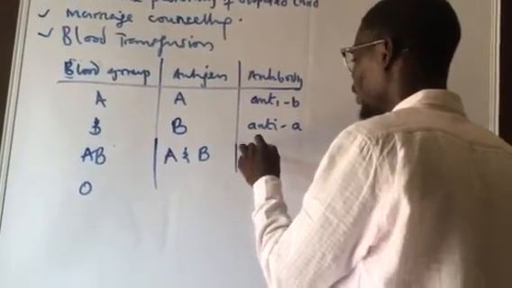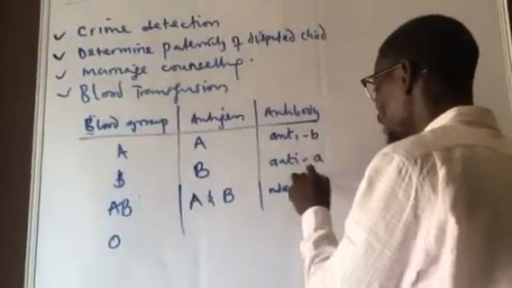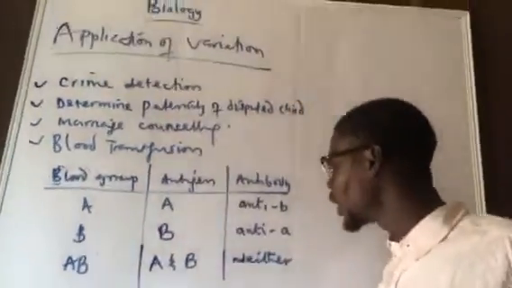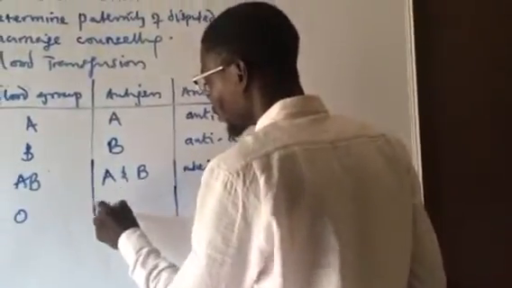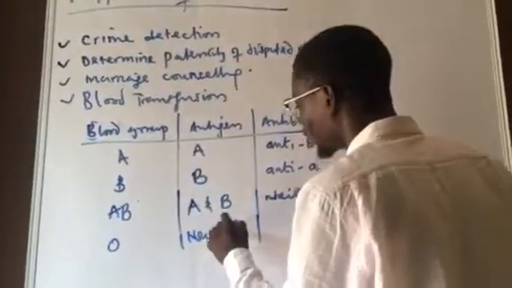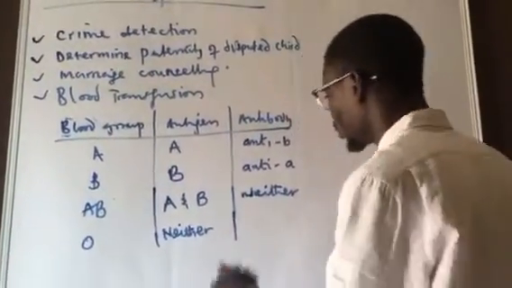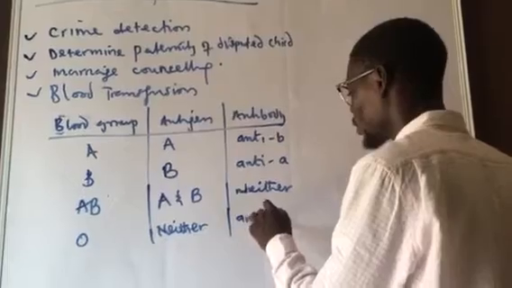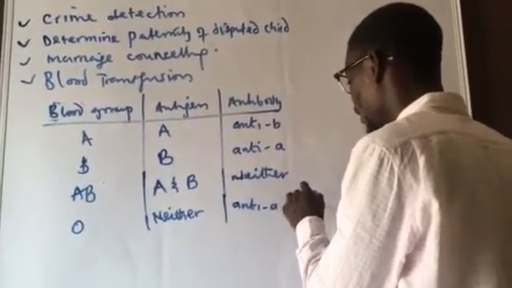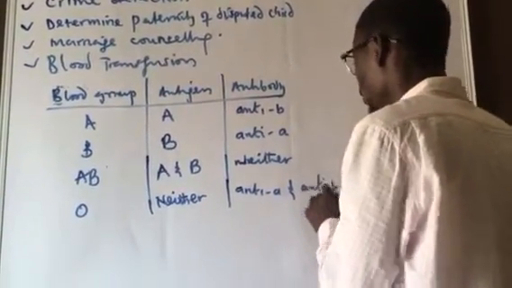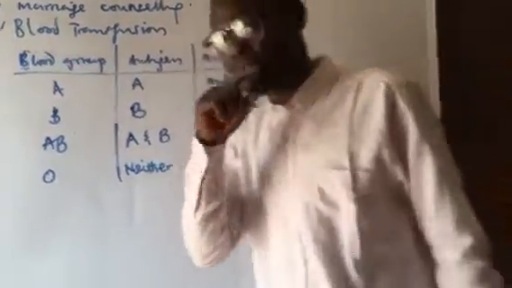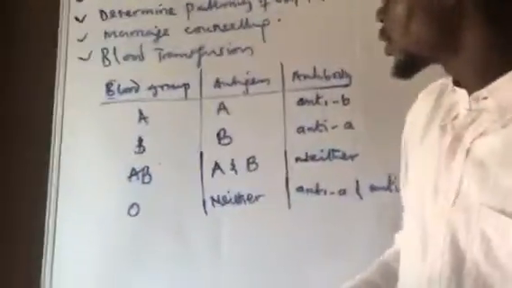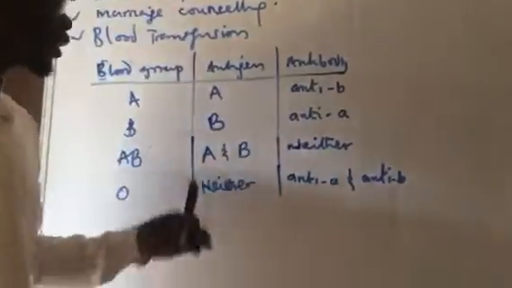And no antibody, neither anti-A nor anti-B. While this one, blood group O, has neither antigen A nor antigen B, but it has anti-A and anti-B antibodies. So that is the difference in individuals. The whole human population is divided into four main blood groups.